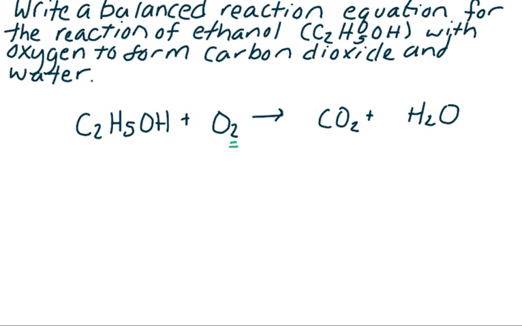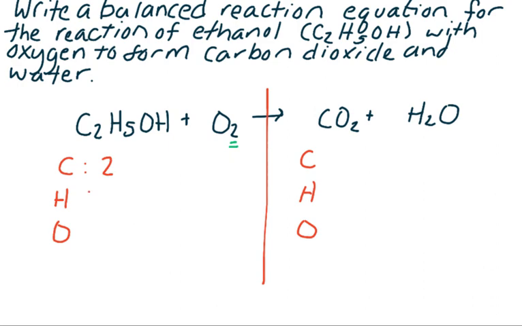Okay, so to balance this, we'll draw our line. We've got carbon, we've got hydrogen, and we've got oxygen. On the reactant side, we have 2 carbons. We have 6 hydrogens, because we have 5 here and 1 here. And we have 3 oxygens. On the product side, we have 1 carbon, 2 hydrogens, and 3 oxygens.